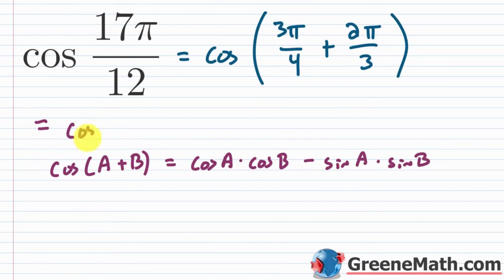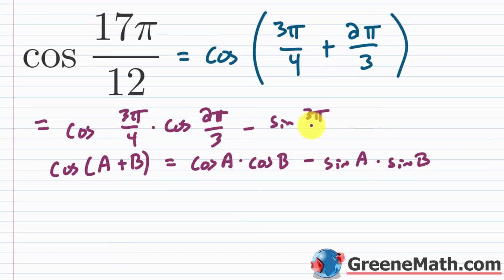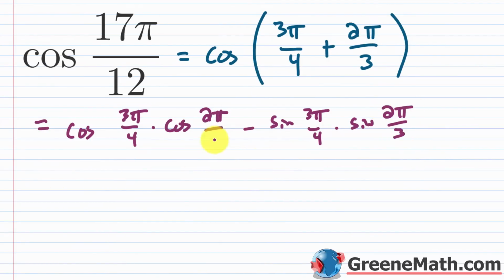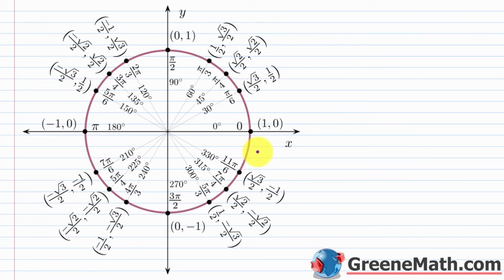So it's just the cosine of the first guy, so 3 pi over 4, times the cosine of the second guy, so 2 pi over 3. And then because this is a plus, we want a minus. Then the sine of the first guy, so 3 pi over 4, and then times the sine of the second guy, which is 2 pi over 3. Okay, let me get rid of this. And these are values that you can get from the unit circle. If you want to, pause the video and just look at this point right here and this point right here. This is what you're going to need.